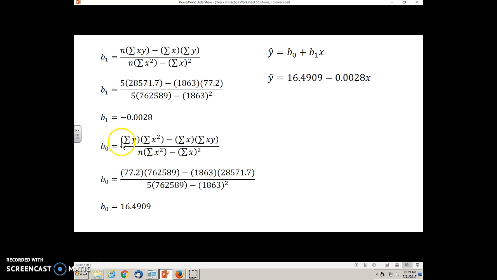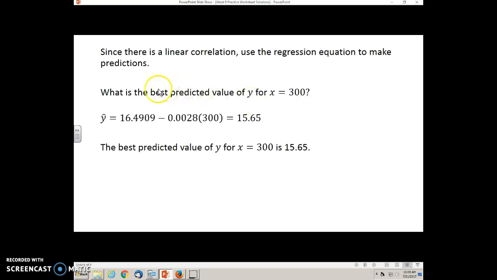b sub 0, again, here's the formula. We have all these numbers on our table. We substitute these values in the formula, and we get b sub 0 equals 16.4909. So y hat, the regression equation, equals 16.4909 minus 0.0028x.